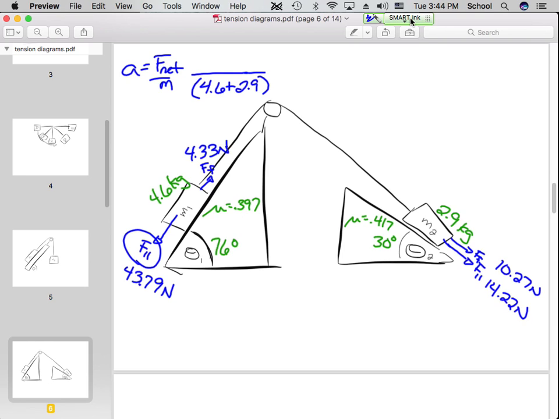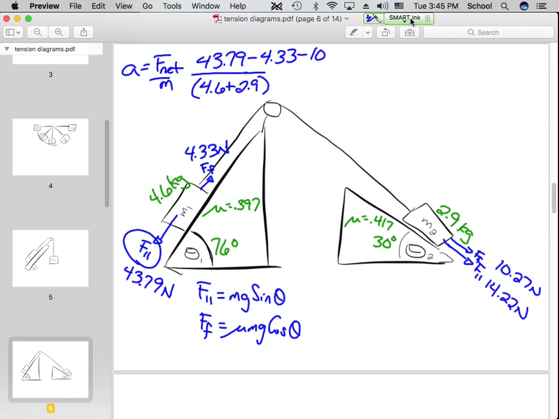Yeah. So again, for those of you watching at home, F parallel was mg sine theta, and the F friction we used was mu mg cosine theta. And so if you just plug all those in, you got it made to get those numbers. So clearly the F net here is going to be the 43.79 minus the 4.33 minus the 10.27 minus the 14.22. Because all those three were fighting that one.